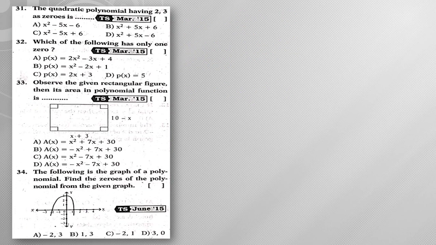Next, moving on to question number 31. The quadratic polynomial having 2, 3 as zeros. From this we can say alpha is equal to 2, beta is equal to 3, and we have the formula x square minus of alpha plus beta into x plus alpha beta, right? On substituting the values, x square minus of 2 plus 3 into x plus 2 into 3. So you can write it as x square minus 5x plus 6. Hence the answer is x square minus 5x plus 6.